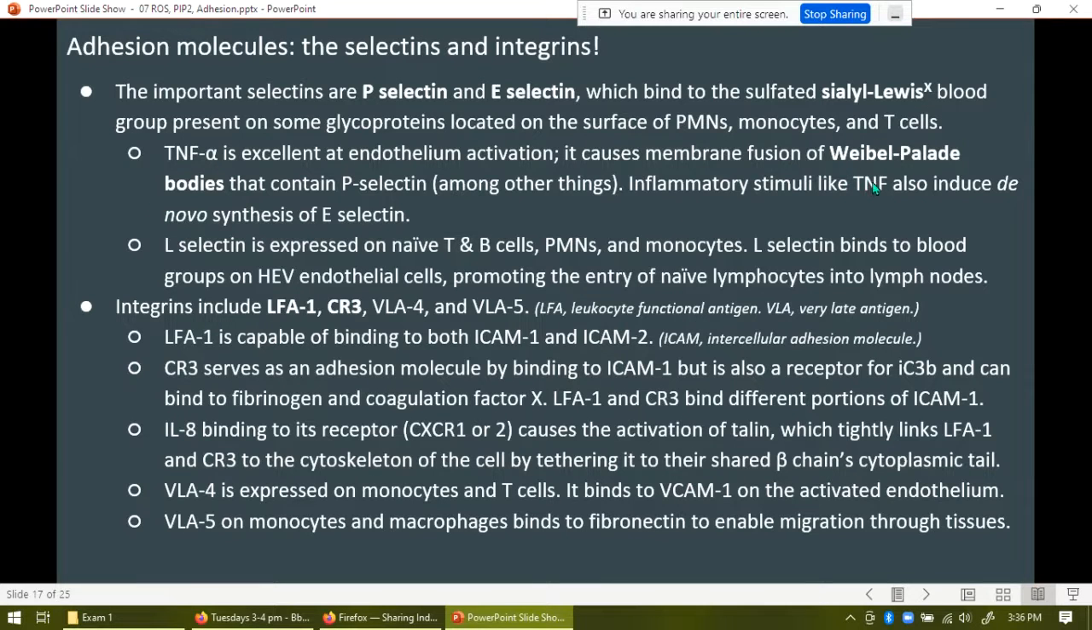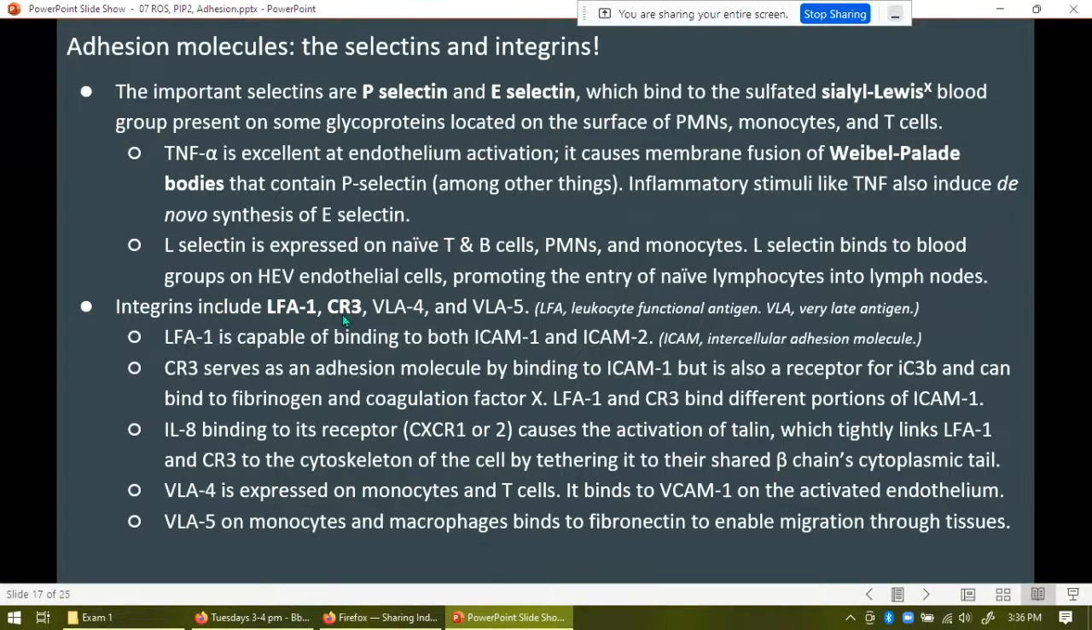Tumor necrosis factor and other inflammatory stimuli will also cause endothelial cells to begin making E-selectin de novo, meaning synthesizing them from scratch. You're going to need to go through transcription and translation and secretion in order for E-selectin to show up. So P-selectin is pre-made, it shows up first. E-selectin is synthesized second, and it's synthesized from scratch. It's not pre-stored. We've also got L-selectin. L-selectin is not important.